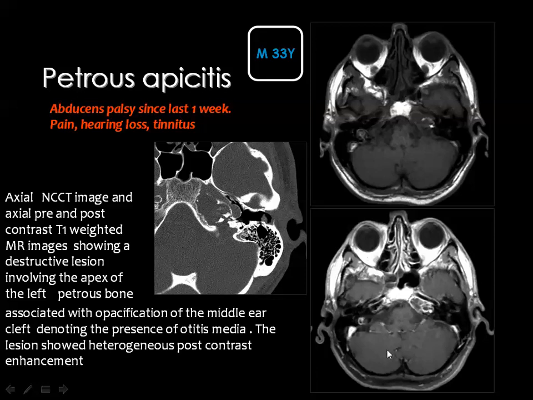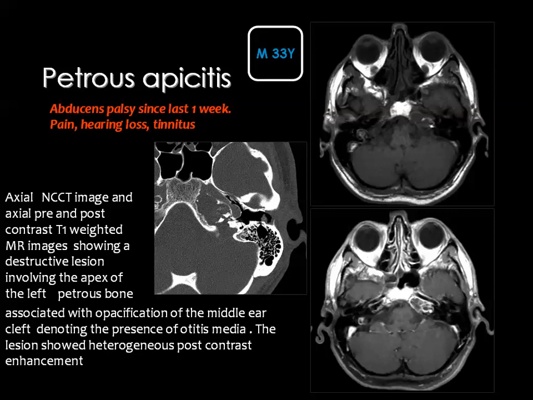Then here you see a typical example. If you look carefully here, this is not the destructive changes of a tumor. You can see some expansion and also some erosive changes. Part of the bone is still remaining intact. Then on the T1 weighted image, the lesion will be of low signal, and on the T2 weighted image, the lesion will be of high signal.